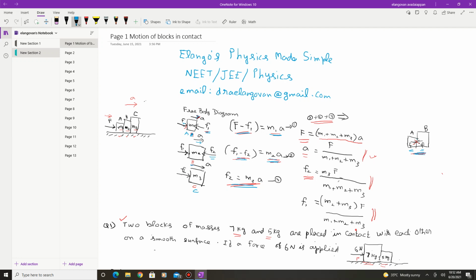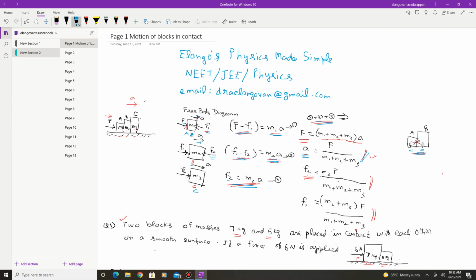Adding 1, 2 and 3, you will get the total force, because this minus F1 and plus F1 cancel, and this minus F2 and plus F2 cancel. Once we add, finally you will have only the capital F. Capital F is equal to, adding the right side of the three equations, m1 plus m2 plus m3 times A. Therefore, the acceleration can be determined by F, the external force that you are applying, divided by the total mass, m1 plus m2 plus m3. This is the expression for the acceleration.